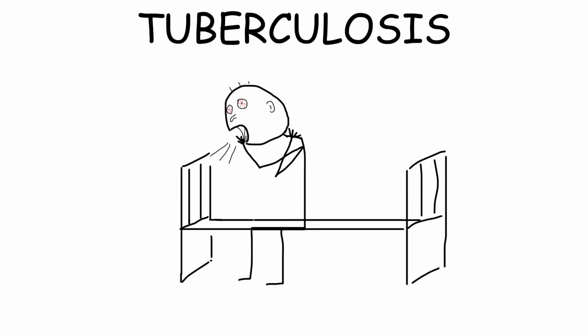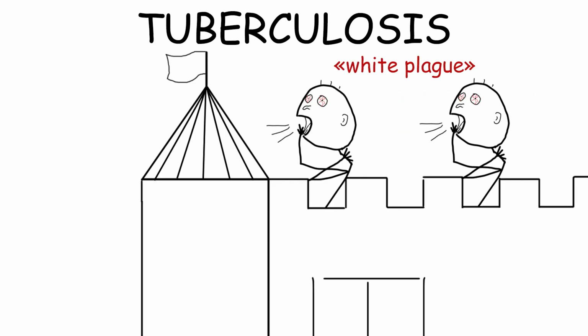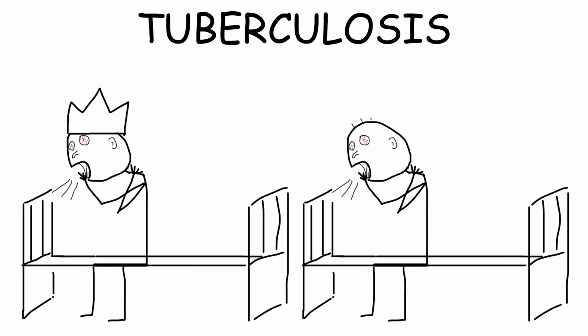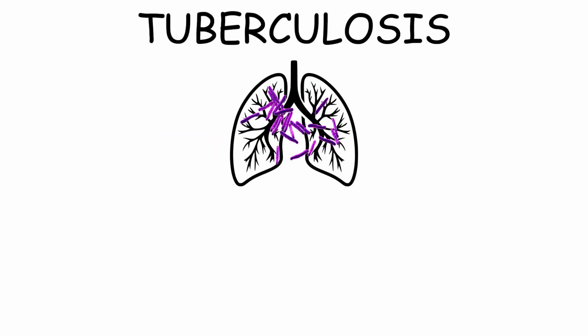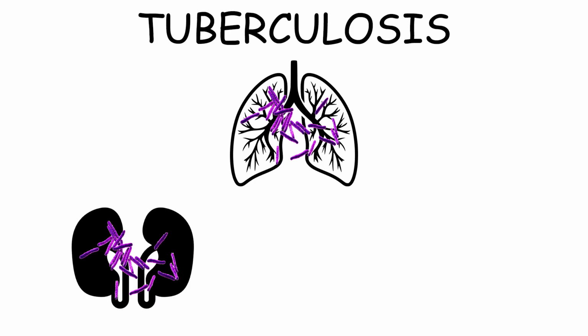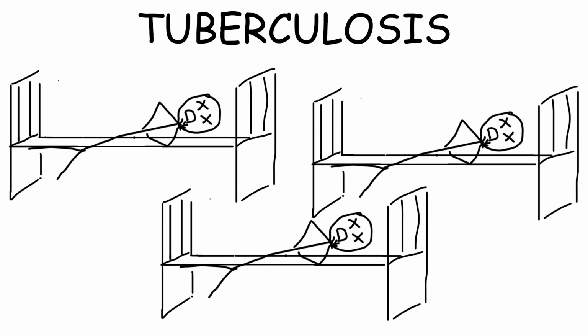Tuberculosis is a dangerous disease caused by the bacterium Mycobacterium tuberculosis. In the past, it was known as the White Plague due to its devastating impact. It's a disease that spares no one, as anyone can be its victim. Symptoms of tuberculosis include coughing, severe fatigue, weight loss, loss of appetite, and fever. The disease primarily attacks the lungs, but can also affect other organs such as the kidneys, brain, and spine. Without treatment, it can be fatal.